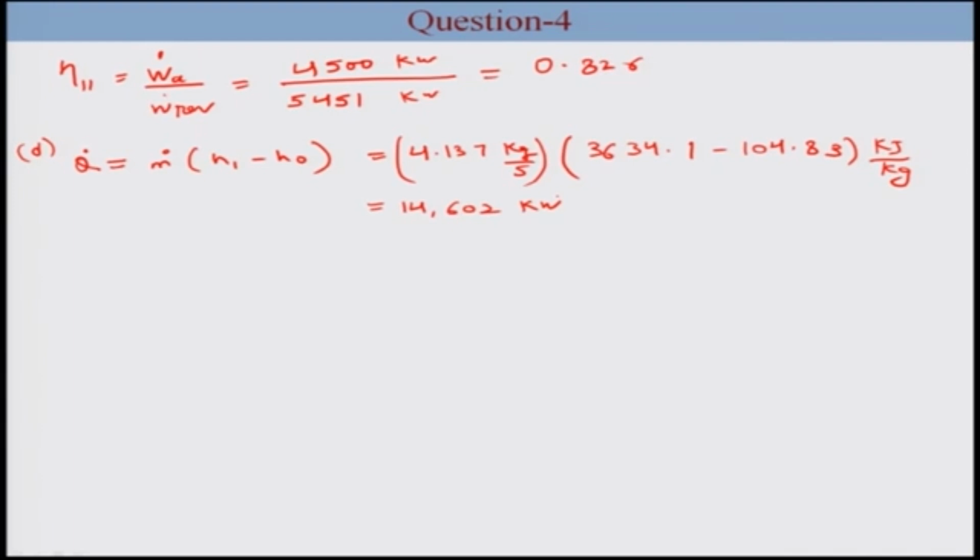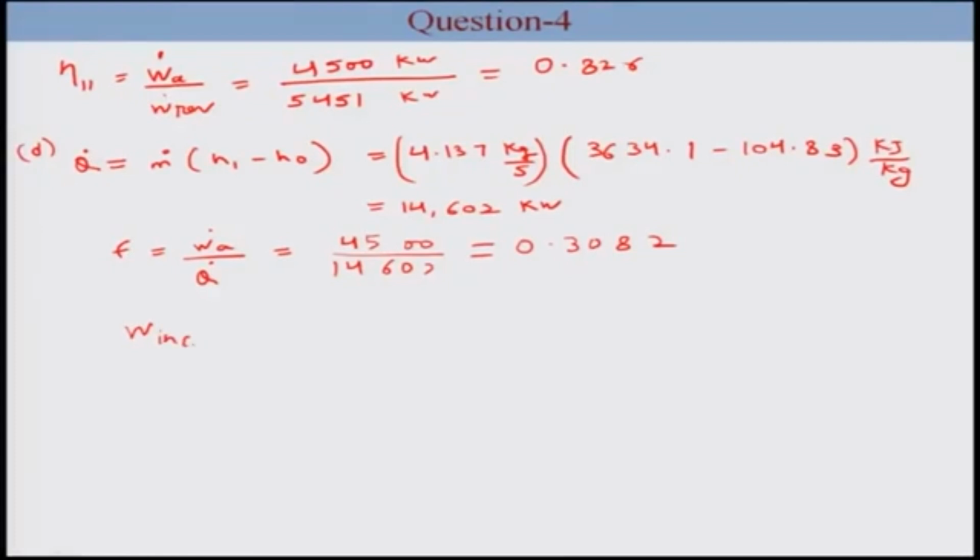So, the fraction of energy at the turbine inlet that is converted to power is F, which is equal to the actual work divided by the energy of the steam. So this is equal to 14500 divided by 14602. This is the fraction of energy which is converted to power.